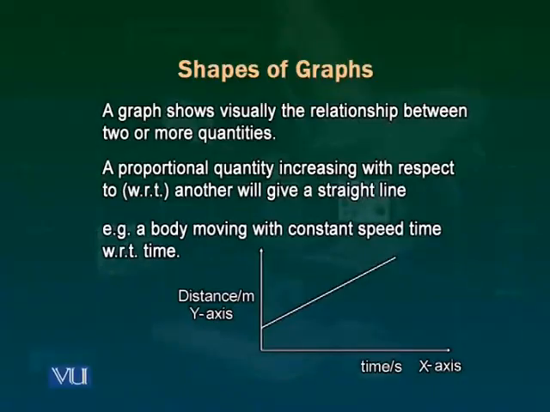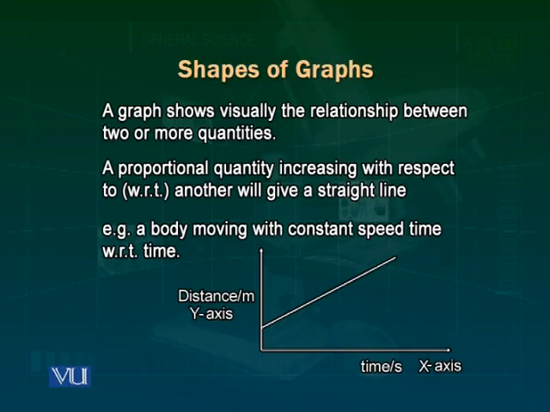Now, when we say graphs, for purposes of this course, we will be looking at only proportionality graphs. If you say a quantity is proportional, then along the y-axis and the x-axis, the quantity is going to vary at a constant rate. Or in other words, we are going to get a straight line between x and y. The example, of course, is a body moving with a constant speed. So along the y-axis, we have distance traveled. Along the x-axis, we have time taken.